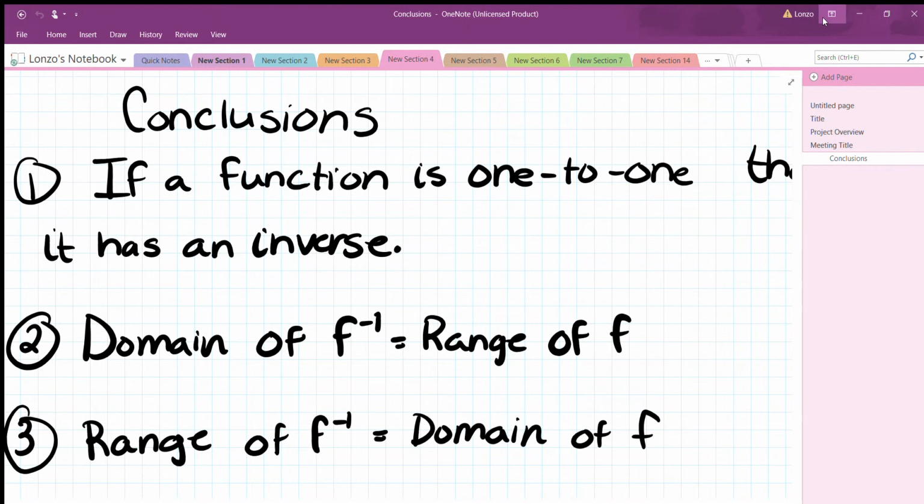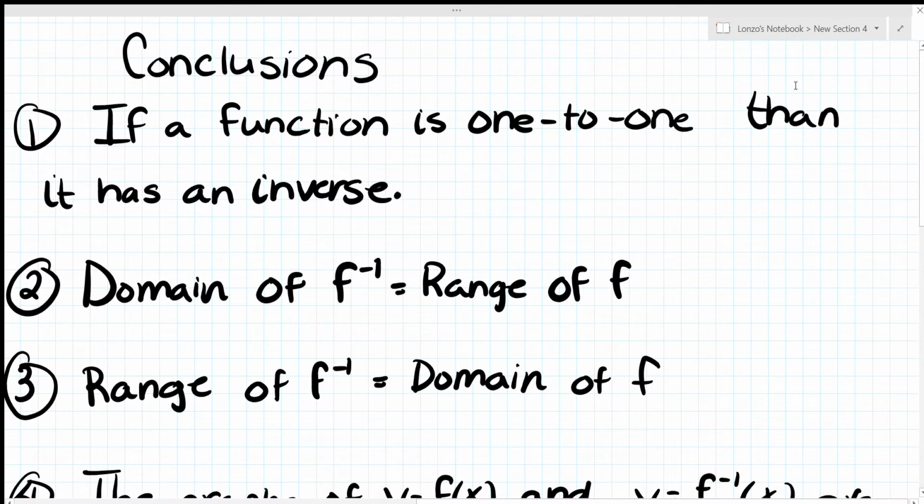Okay, so let's do some conclusions. What do we know? If a function is a one-to-one function, then it has an inverse. That's what we can conclude. The domain of the inverse is the range of the regular f, just the untouched f. And the range of f inverse is the domain of regular f. I'll show you what I mean by this when I give you an example.